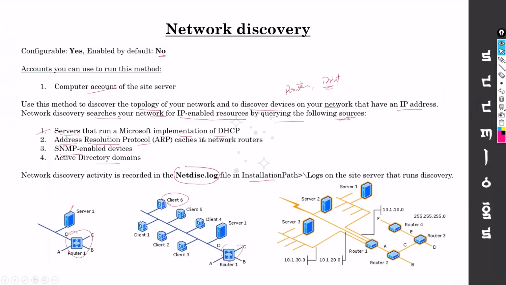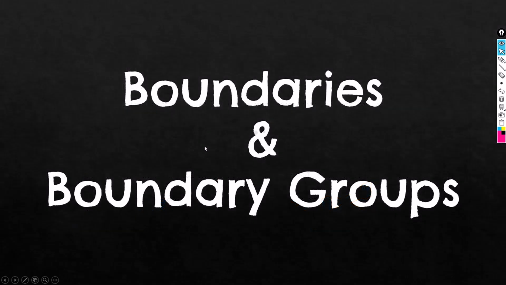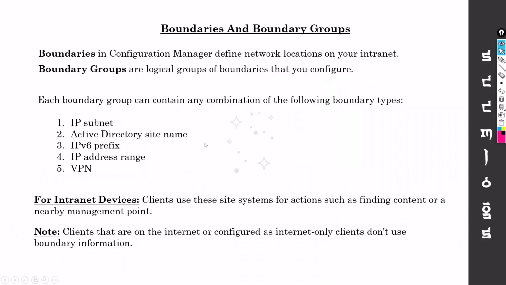So next thing we're going to see is boundaries and boundary groups. Boundaries in Configuration Manager define network locations. Okay, and boundary groups are logical groups of the boundaries that you configure. You need to configure the boundary groups. Each boundary group can contain any combination of the following boundary types, such as IP address, IP address range, IP subnet, AD site name, IPv6 or VPN.